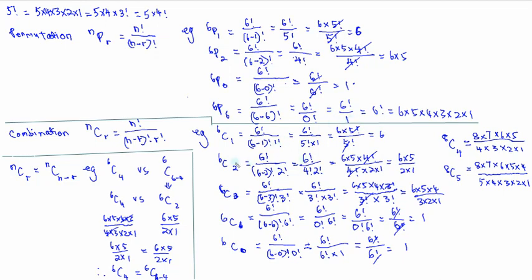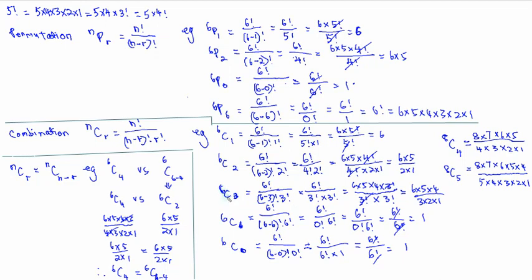Now, 6C2 is 6 factorial over 6 minus 2 factorial, and then 2 factorial. So you get 4 factorial and 2 factorial. This 6 factorial can be written as 6 times 5 times 4 factorial, and this 4 factorial cancels off with this, and this 2 factorial becomes 2 times 1. So 6 times 5 over 2 times 1.